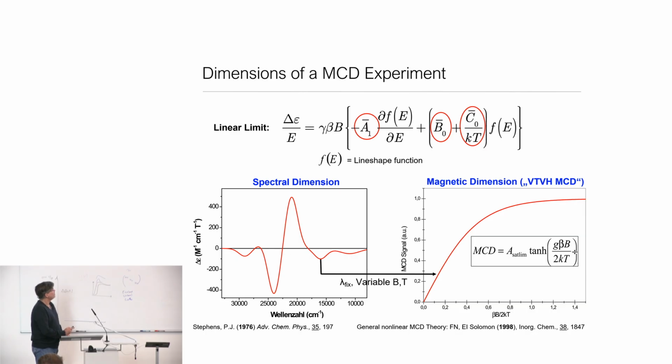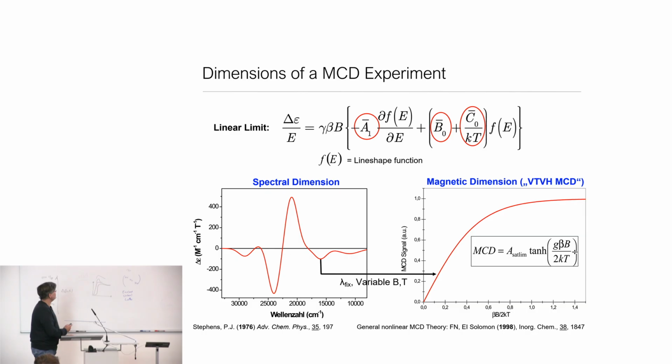Then the B term and the C term, they're absorption-shaped, but they can be positive or negative. And what differentiates the B and the C term is that the C term is temperature-dependent. Yeah? So the A term is not temperature-dependent, but gives you a derivative-shaped signal. B gives you an absorption-shaped signal, but temperature-independent, and C gives you a temperature-dependent absorption-shaped signal. And we will look into the physical origin of these in a moment. Yeah? But now you can do more.